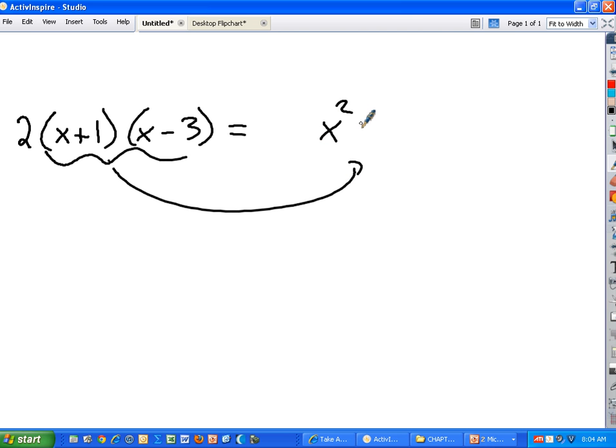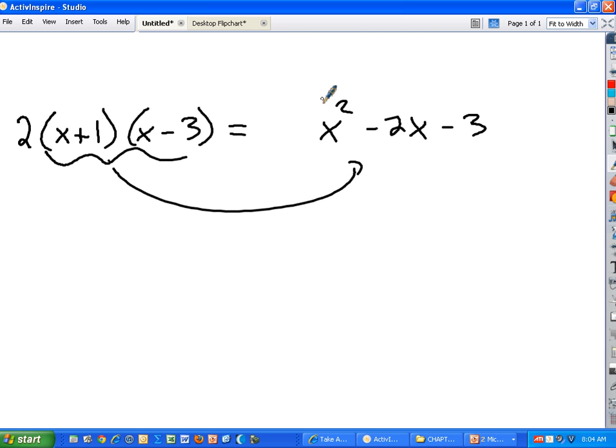X squared minus 3x plus 1x. Now what's that combined to? Okay, so we'll just combine the O and the I into one term. And then finally?